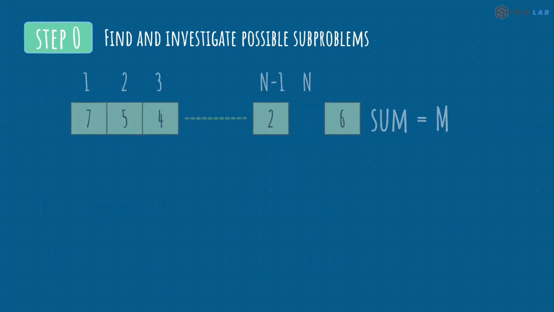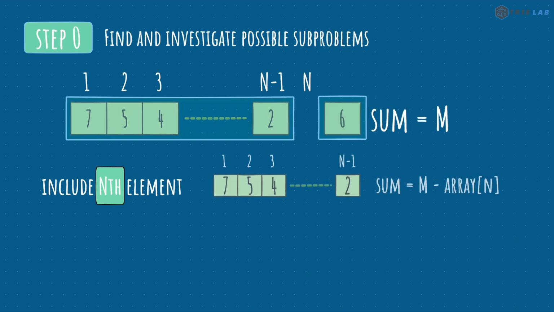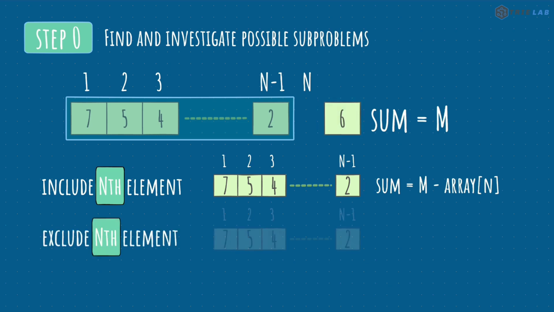So to formalize, we can go ahead with 2 subproblems. That is, if we include n, we can recurse with finding the sum of m minus the nth element using n minus 1 elements. And if we exclude n, we can recurse to find the possible ways of finding the sum of m with n minus 1 elements only.